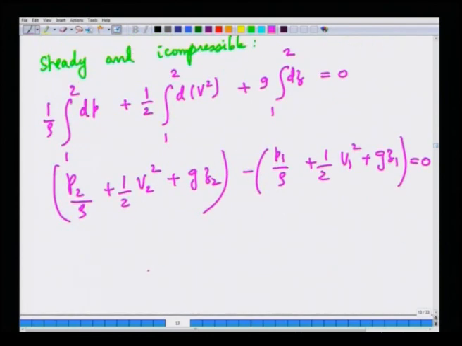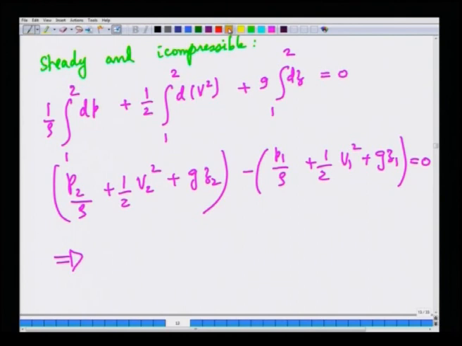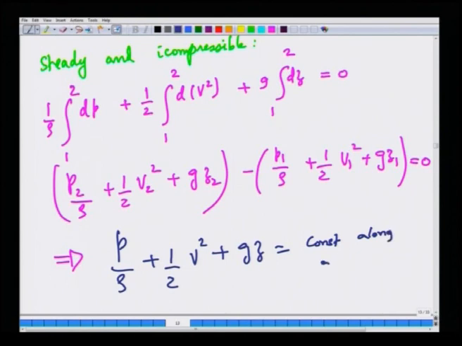But since points 1 and 2 are any 2 points along a streamline, this implies essentially that P by rho plus half V squared plus g Z is constant along a streamline, in a steady, inviscid, incompressible flow. These are the assumptions we made to derive this.